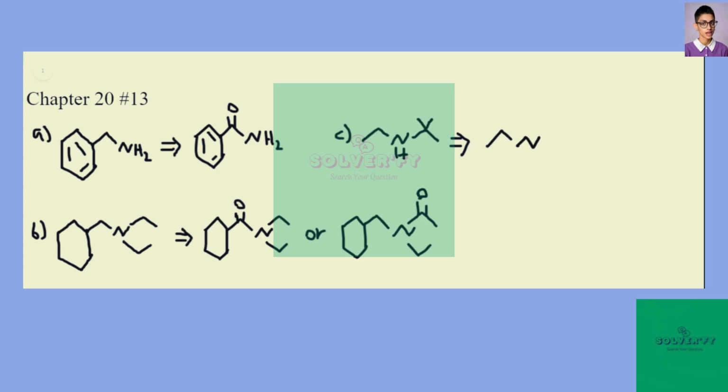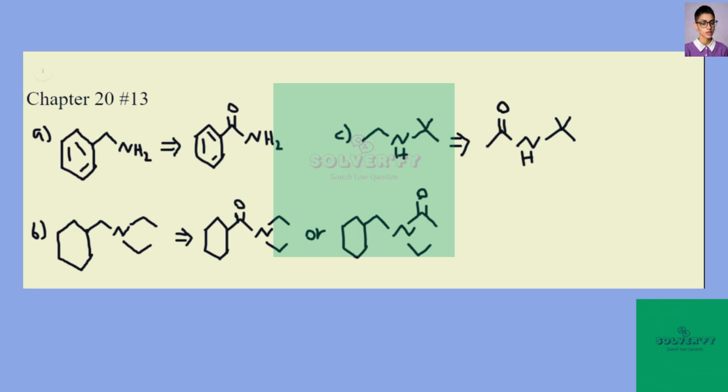And so for C, again, we have just one option, and that's because we have two carbons that are adjacent to this nitrogen, but one of them is a quaternary carbon. And so we can't put a carbonyl here. And so the only option that we have is to put the carbonyl here. Okay, and that's C. And so that's the answer to this problem.